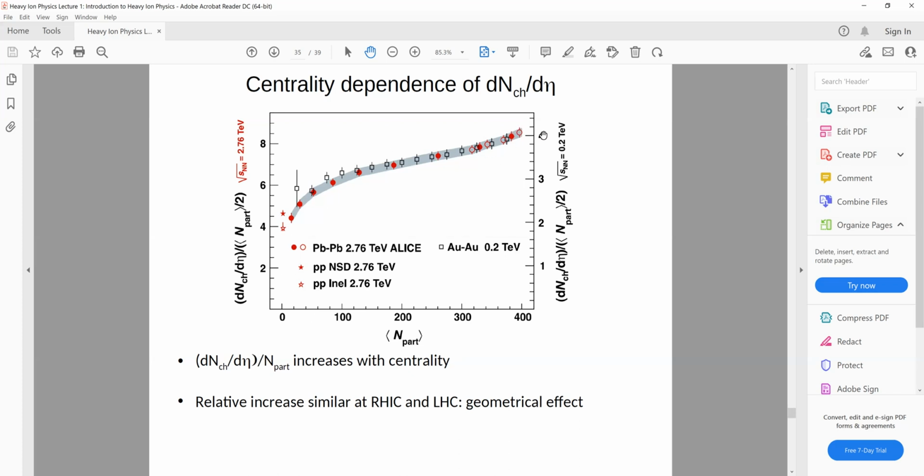They more or less fall on the same band, on the same line. Which basically tells you that this increase is a geometrical effect. So for gold collisions and lead collisions, the geometry remains more or less the same. Only the beam energy increases, your center of mass energy increases. So the number of participants might be different. But once you normalize and scale with the number of participants, the centrality dependence looks more or less the same for 2.76 TeV lead collisions and 200 GeV gold collisions, which basically tells you that the effect you have seen is basically geometry.